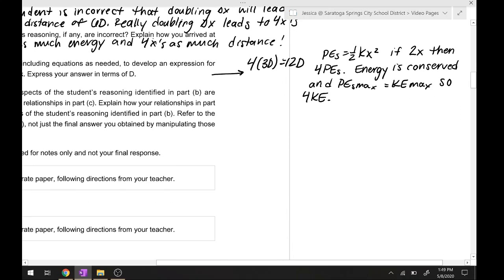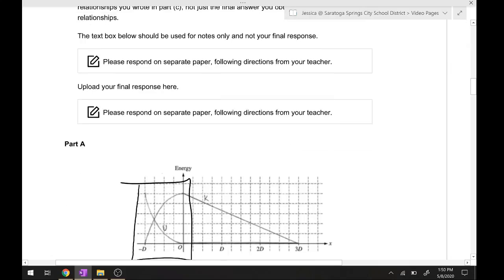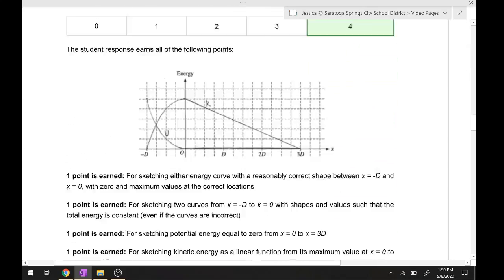Okay. Then we're going to work into the work energy theorem. Delta KE equals work, which in this case is going to be the force of friction times distance. Okay. Remember, the force of friction is going to be the same for both. So if 4 times for KE, then 4 times for D, so 4 times 3D equals 12D. Okay, so we need to show our entire thought process. We can't go right to here. Okay, and just to show that, I'm going to go to the scoring guideline for that problem.